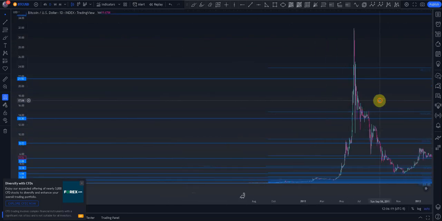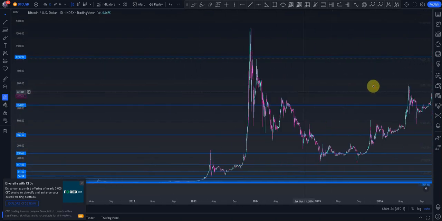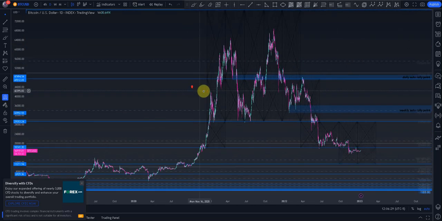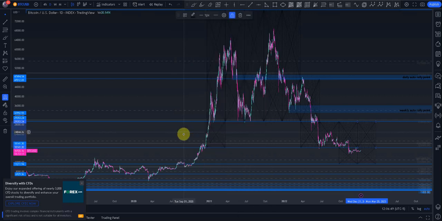But the bread and butter of it is, within those levels, we're going to be using the Gann box, and inside the Gann box, we're using the Fibonacci ratio. So a nice combination of the Fibonacci sequence and the Fibonacci ratios, right? So we've got the 0.236, 0.382, 0.618, and the 0.764. And obviously the 0 and the 1 are just going to be in between these two levels.